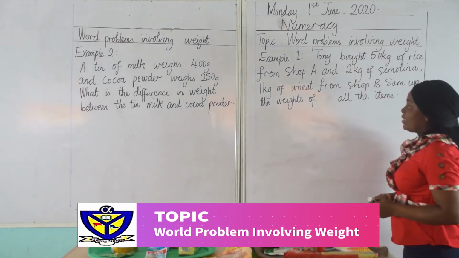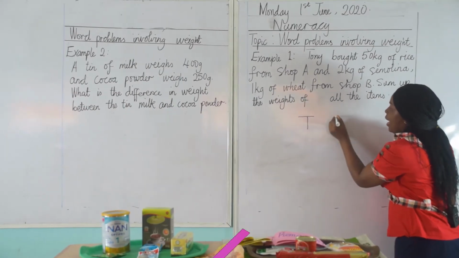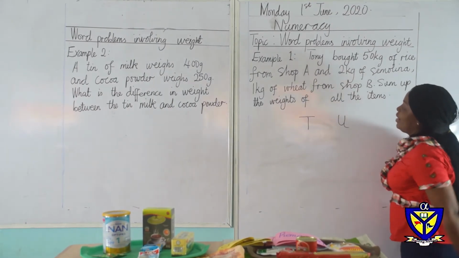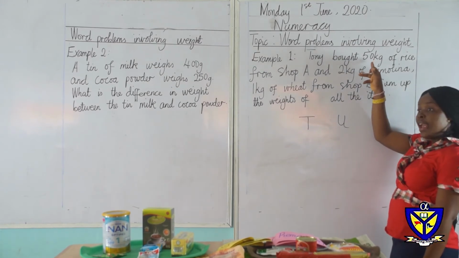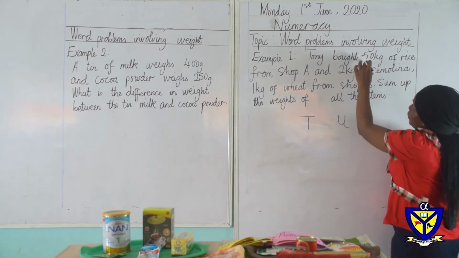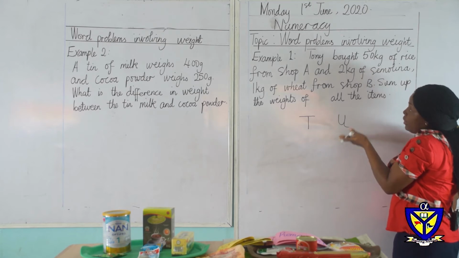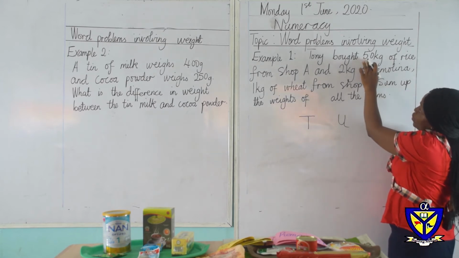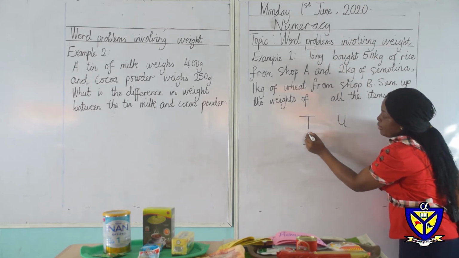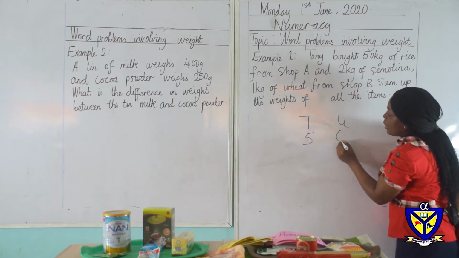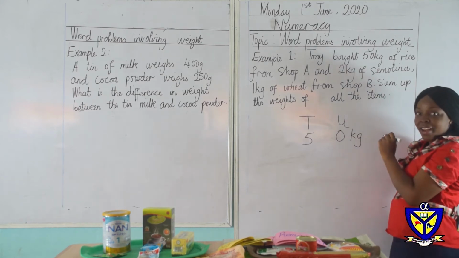First of all, for us to work it out, we put our place value down, that's our tens and units. Remember that when you have 2 digits, it means tens and units. The first number is 50 kg. We write our 5 under tens and our 0 under units. Then we put our unit, that's kg. Are you seeing it, children?